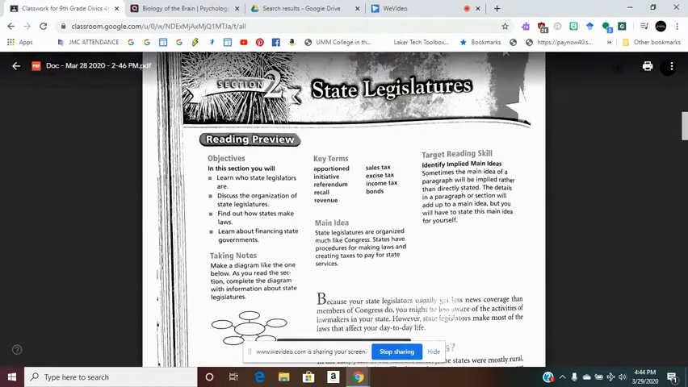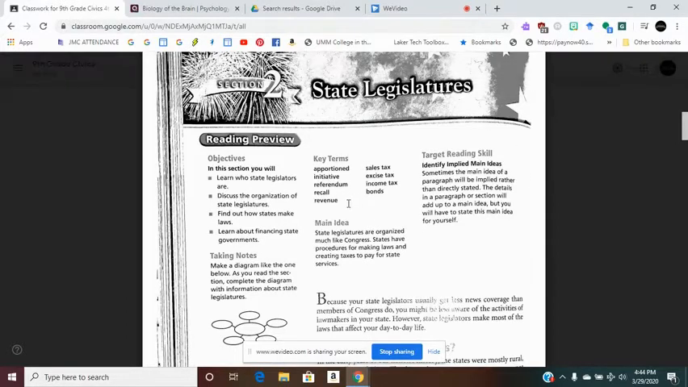Okay, so we're going to do section 2 on state legislatures today. You're going to look at the key terms. There's some words here called apportioned, initiative, referendum, recall, revenue, sales tax, excise tax, income tax, bonds.